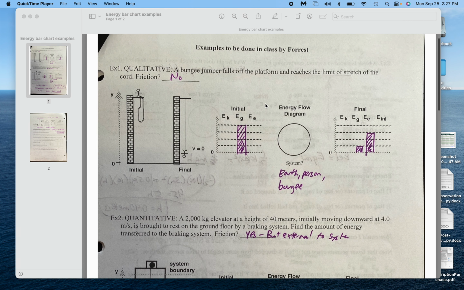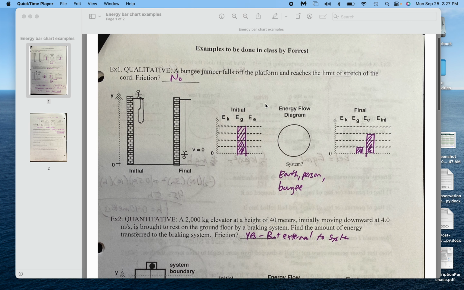This is Mr. Forrest, and I want to go over a couple examples of bar charts again, both for people who have been absent, as well as leading into part 2 of the bar charts, which is more mathematical and quantitative. So if you remember the formulas we gave you in class, kinetic energy is equal to 1/2 times mass times velocity, or speed, squared.